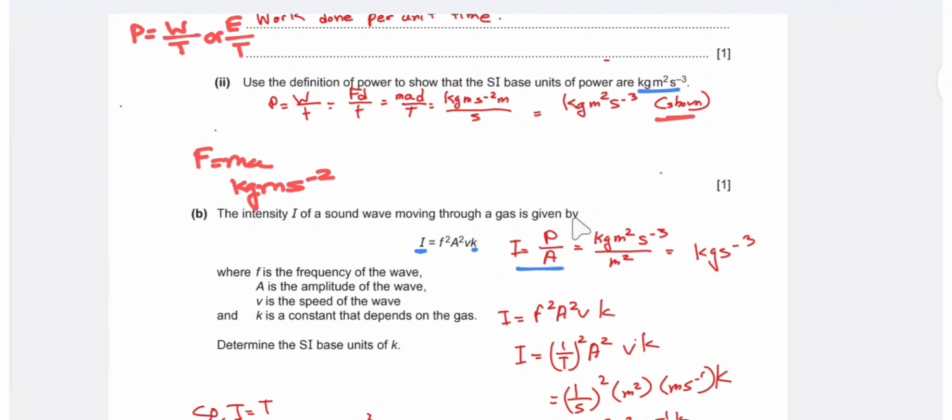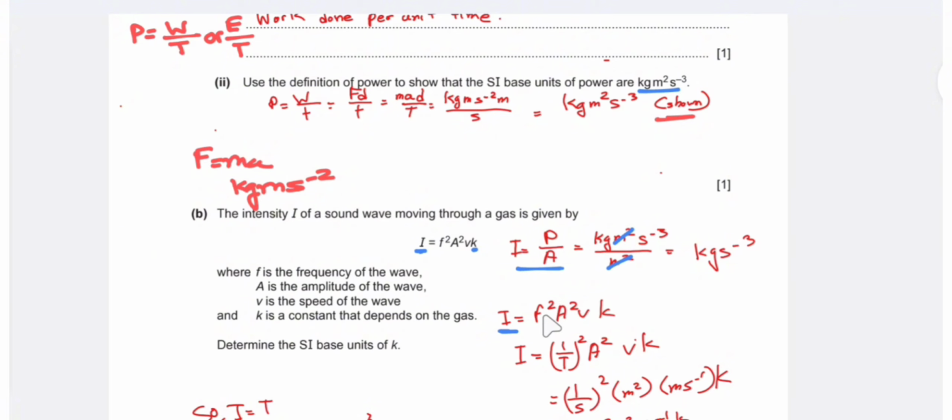And the area is the cross-sectional area, so the unit would be meter square. If we rearrange this, the meter square and meter square cancel, and the SI base unit of intensity is kg per second cube. So we now know the SI base unit of intensity.